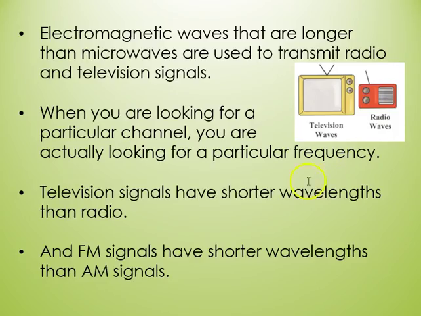Almost. One more slide. Electromagnetic waves that are longer than microwaves are used to transmit radio and television signals. So when you're looking for a particular channel, you're actually looking for a particular frequency. Television signals have shorter wavelengths than radio, and FM signals have shorter wavelengths than AM signals. That's why in your car, when you're dialing for radio stations, the AM stations will be louder and stronger than those of the FM stations.